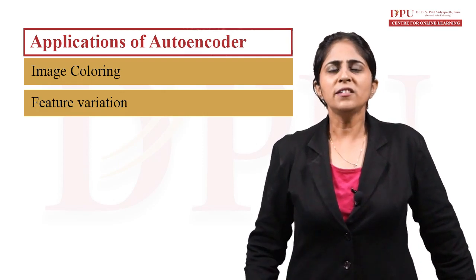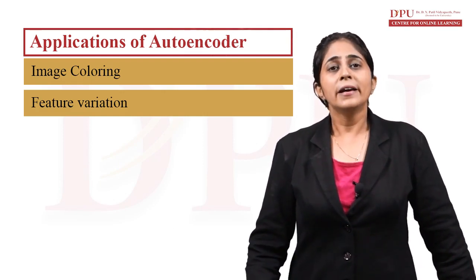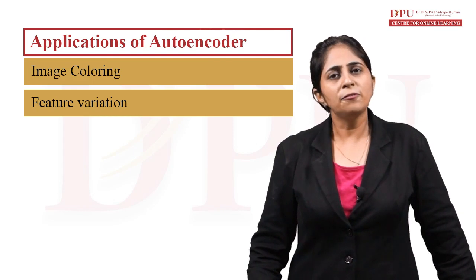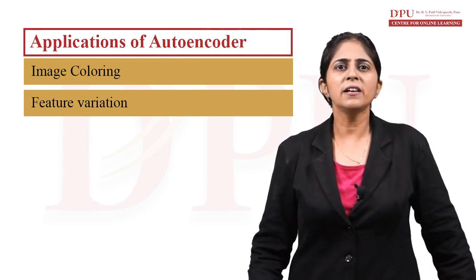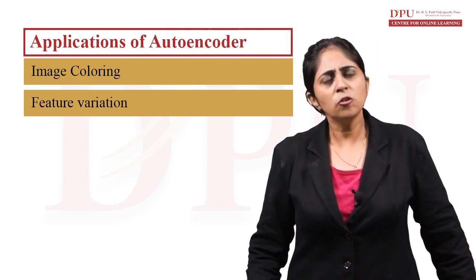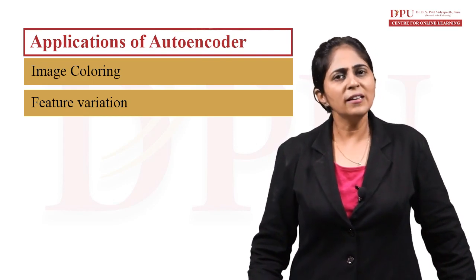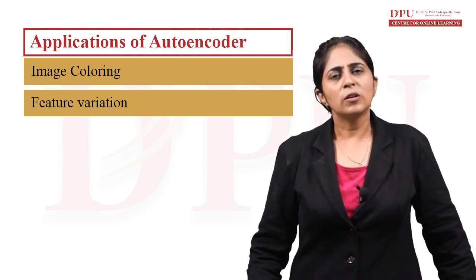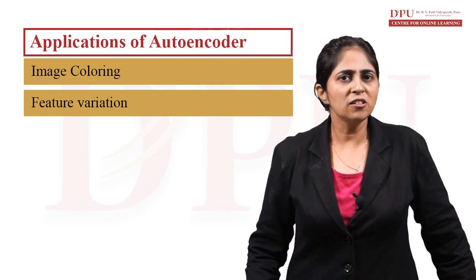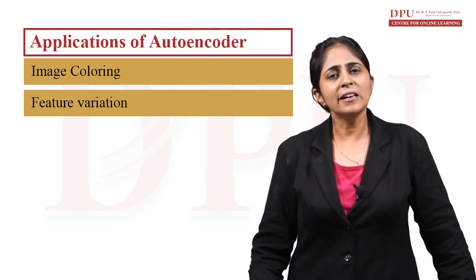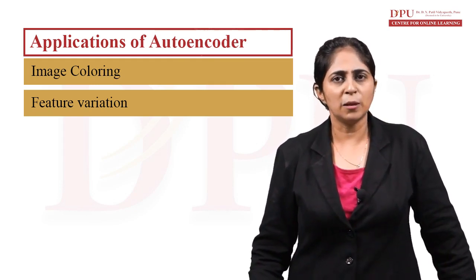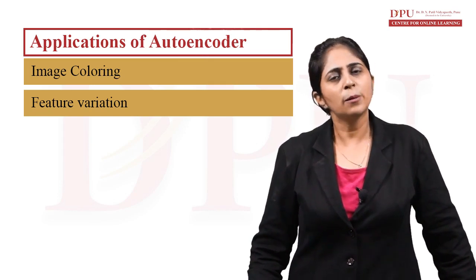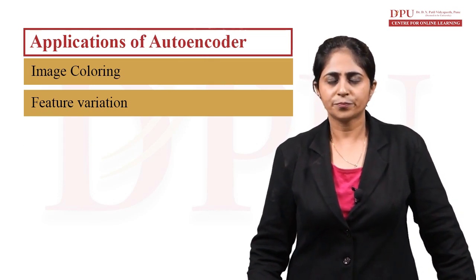Second, feature variation. It extracts the required features of an image and generates the output by reducing any noise or unnecessary interruption. So the purpose of feature variation, that means extracting only the required features from an image, can be done with the help of our autoencoder.